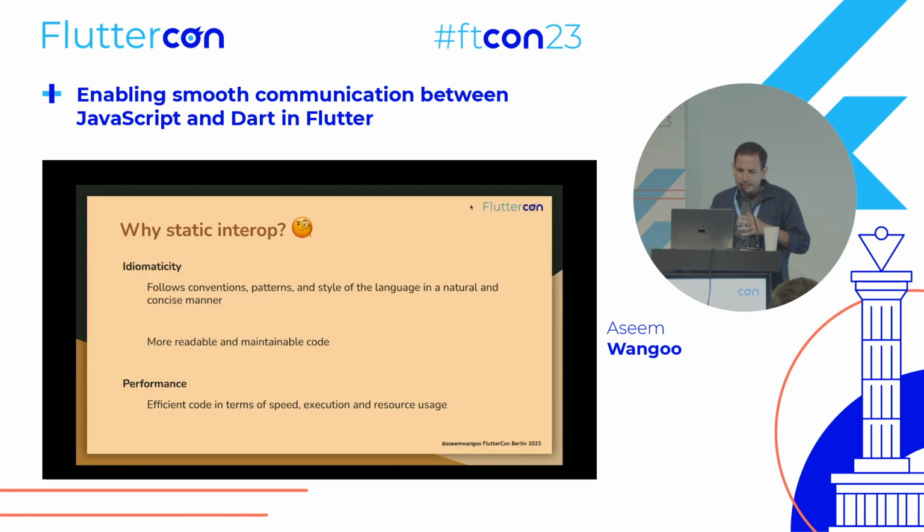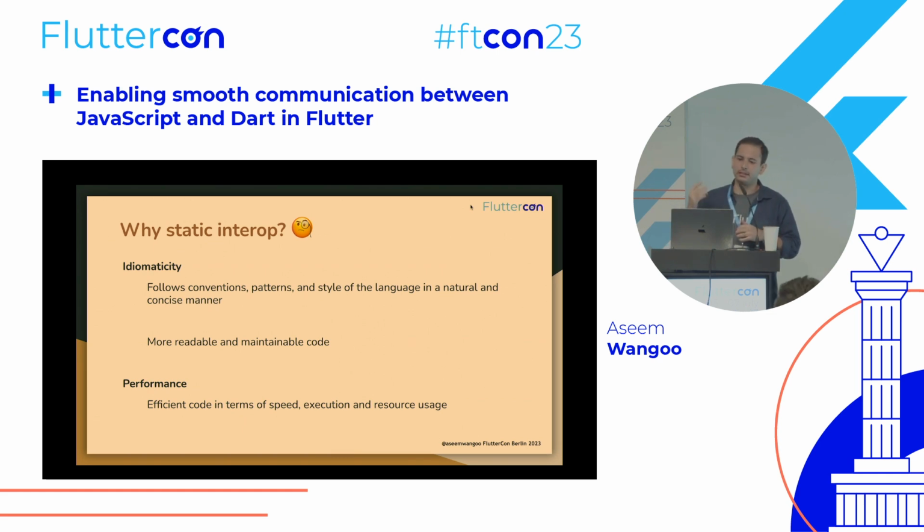So a hint should already have been provided to all of you on why we are going with static interop. There are some benefits to that. The first is idiomaticity, meaning there are some guidelines or conventions or patterns, that hey, you should do this via this, you should do that via that. The idiomatic code is readable, maintainable. You can express it to other developers as well, between yourselves as well.